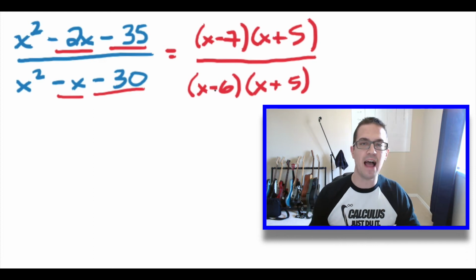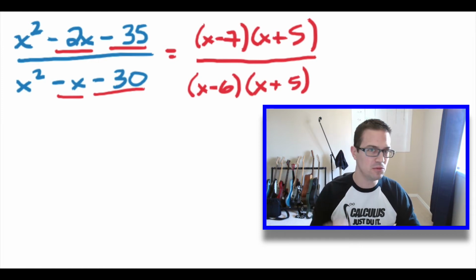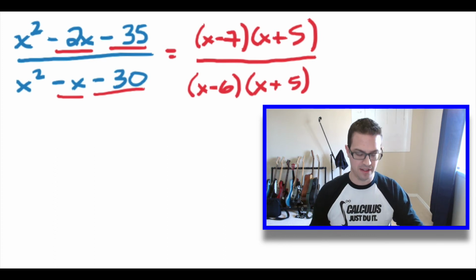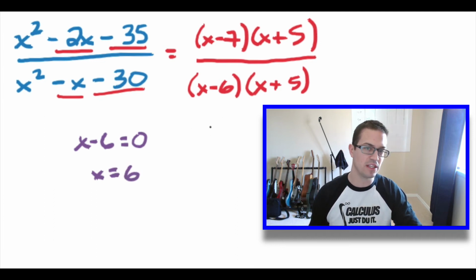Now that we have everything factored, it's going to be a lot easier to figure out what those excluded values are. The first thing we do is see what values of x you cannot put in, because if you did, you would be dividing by 0. In this case, we have this x minus 6 on the bottom and this x plus 5. If you set x minus 6 equal to 0, x would be equal to 6. Because of that, 6 is one of the excluded values. So that means that x cannot be equal to 6.